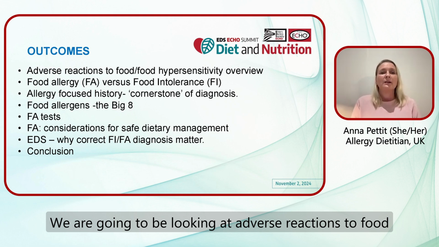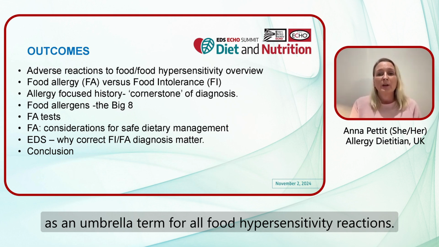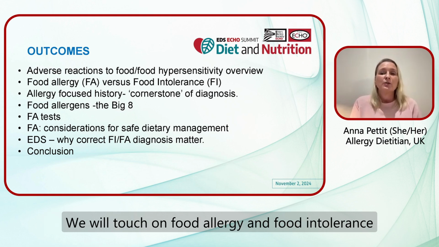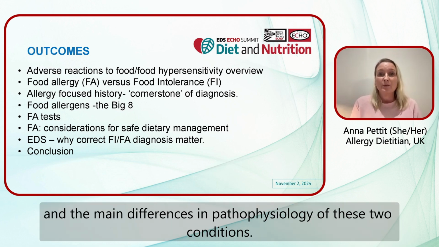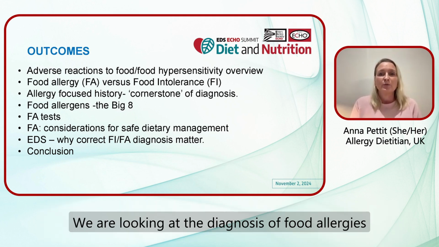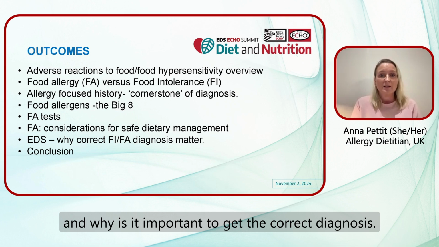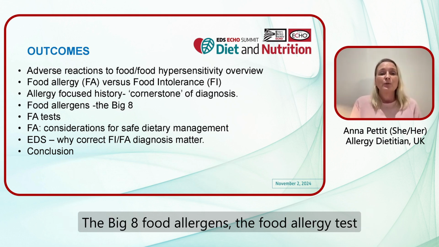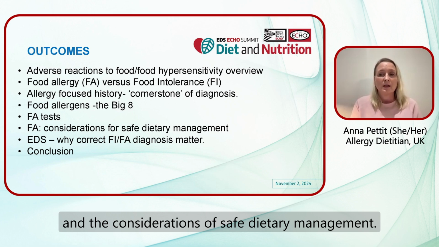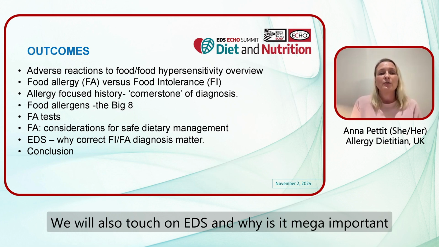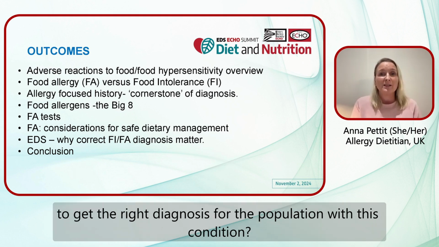So we're going to be looking at adverse reactions to food as an umbrella term for all food hypersensitivity reactions. We'll touch on food allergy and food intolerance and the main differences in pathophysiology of these two conditions. We're looking at the diagnosis of food allergies and why it is important to get the correct diagnosis. The big 8 food allergens, the food allergy test, and the considerations of safe dietary management. We'll also touch on EDS and why it is mega important to get the right diagnosis for the population with this condition.